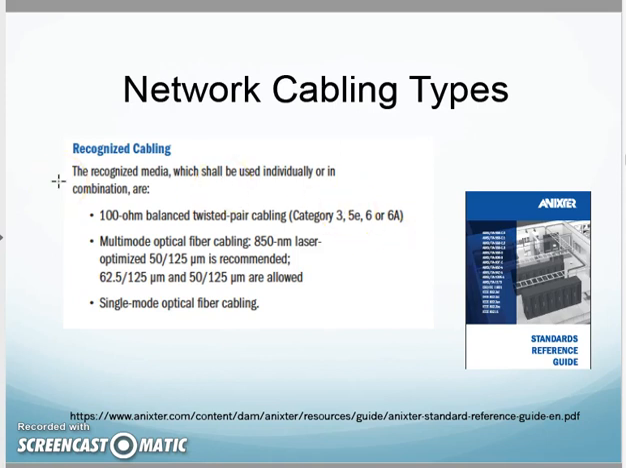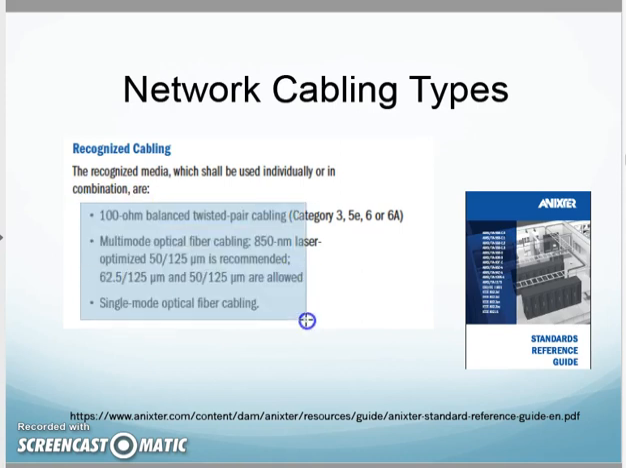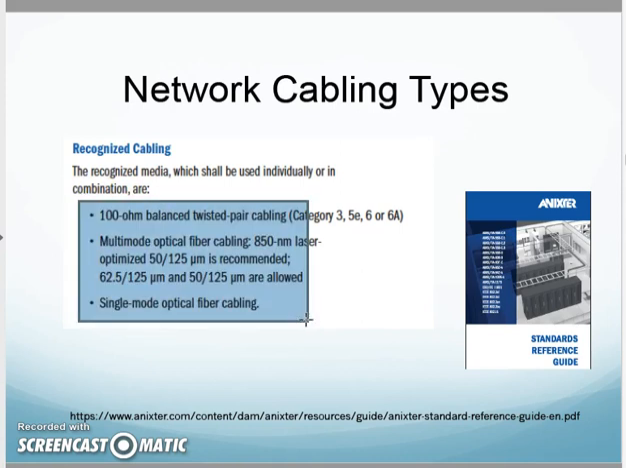If we look at our standard, we see that there's three types of recognized cabling that we can use. The 100 ohm balanced twisted pair, we just got done talking about a bunch of that. Multi-mode cable and single-mode cable, and they give you some specs on the multi-mode. We'll touch on that a little bit more when we get to the fiber chapter later. But those are the three that are recognized for use in our cabling system.